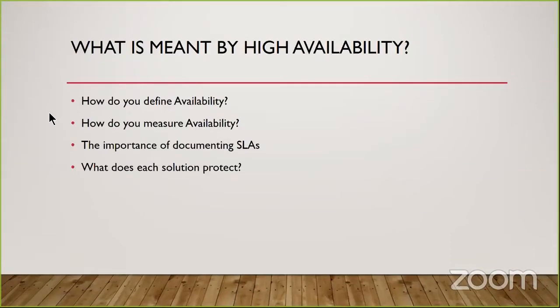Make sure that SLAs are documented. And then the most important question you need to ask for any availability solution is, what does it protect? And what doesn't it protect? Different solutions protect different things. Make sure that the solution you decide on protects the things that you really want to protect and not something else. I'll give you some great examples of that as we go.